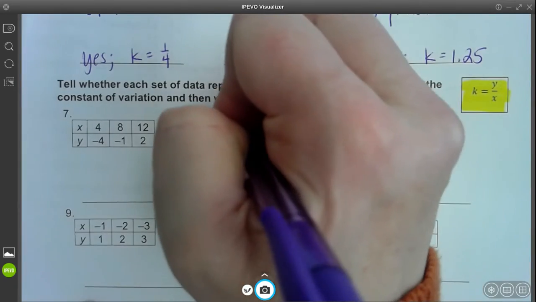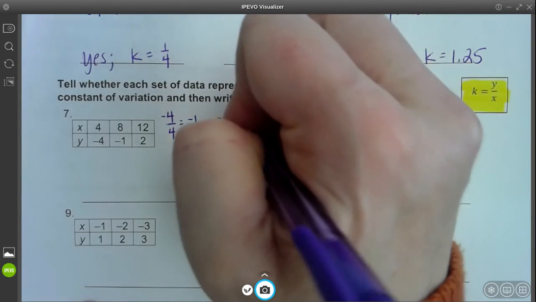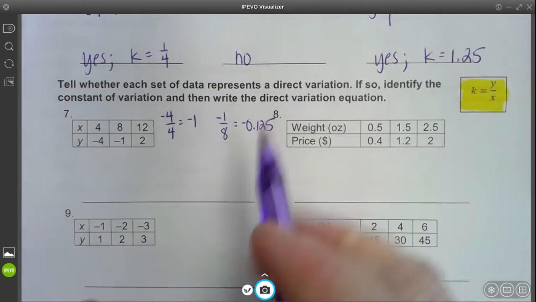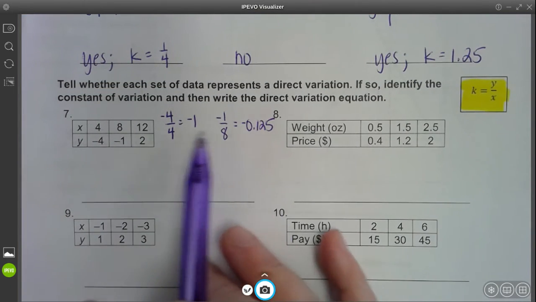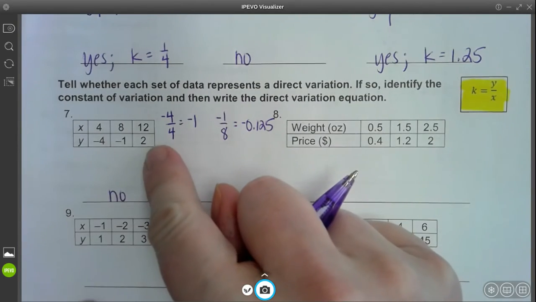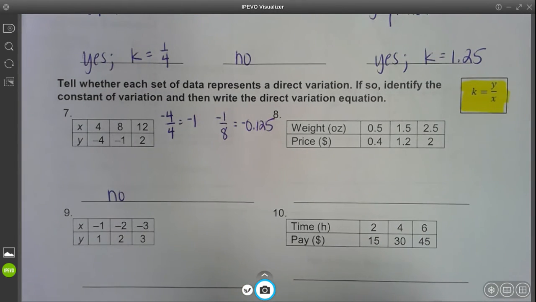-1 divided by 8, if you were to check this on Desmos, is -0.125. So already those are not the same number. So my answer is going to be no. I don't even have to check this third one. They need to be the same number.